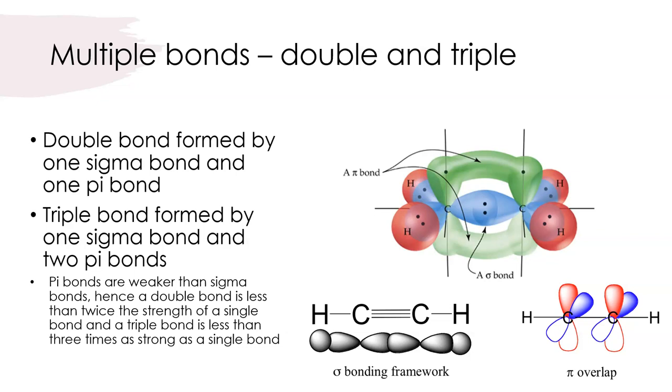A double bond will be less than twice the strength of a single, and a triple bond is less than 3 times the strength. We can see these differences in strengths by looking at the bond enthalpy for a single, double, or triple bond. When we have a single bond, we have 1 bond enthalpy. When we have a double bond, it is not twice the enthalpy of a single, and a triple is not 3 times. This is because those pi bonds are weaker.